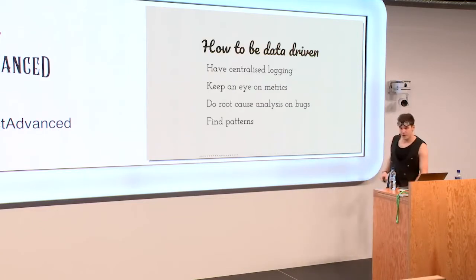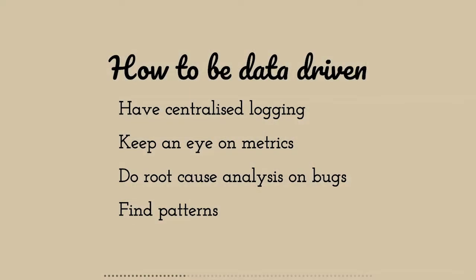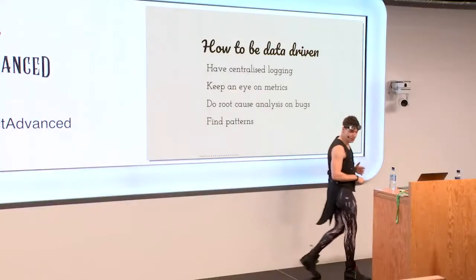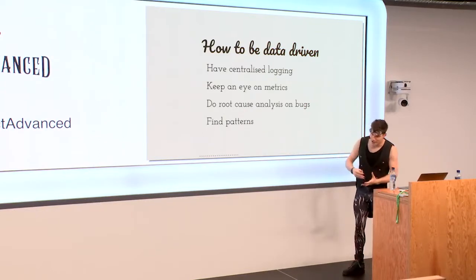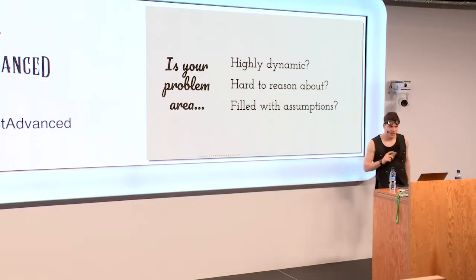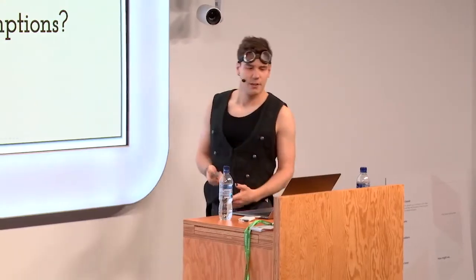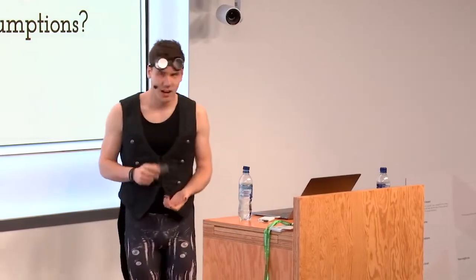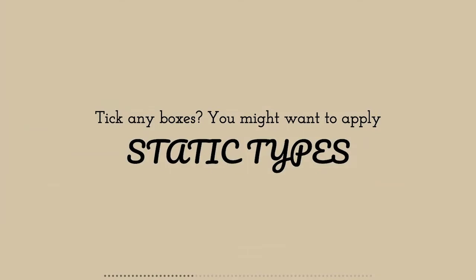So how can we be data-driven? First, it's really important to have centralized logging. You've got to be able to really understand what's happening in the application. And once you have an eye on all the exceptions and errors and warnings, you can put them together and do some root cause analysis. And once you use the root cause analysis, you can find patterns to find problem areas in the application. OK, now we've got to figure out, can we use static types to help a problem area? Well, is your problem area highly dynamic? Is it hard to reason about or filled with assumptions? Then you might want to apply static types.